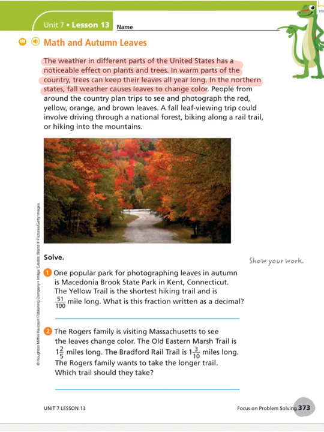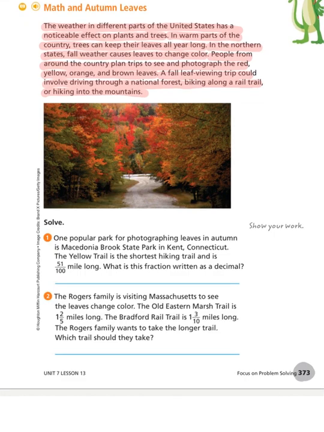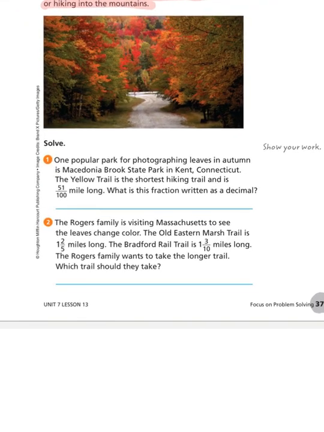We know about that, don't we? People from around the country plan trips to see and photograph the red, yellow, orange, and brown leaves. A fall leaf viewing trip could involve driving through a national forest, biking along a rail trail, or hiking in the mountains. Now that we have that background knowledge, let's look at number 1.